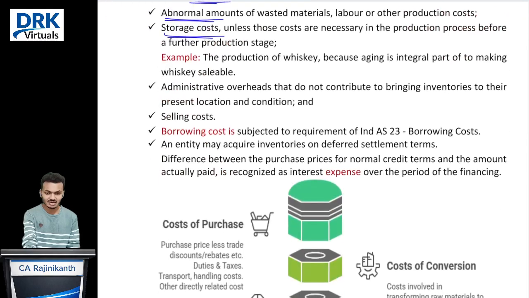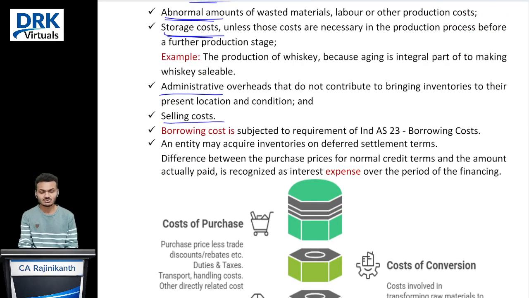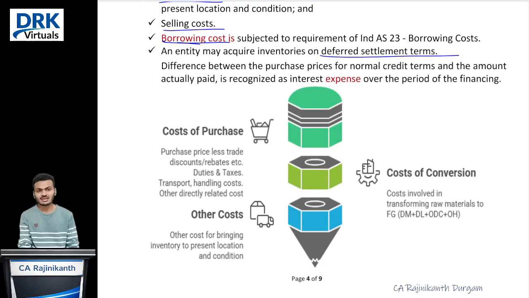And next one is administration overheads and selling and distribution overheads, charged to profit and loss account as an expense. Borrowing cost: if it is allowed by Ind AS 23 to be included in the cost of inventory, include it. Otherwise, charge to profit and loss account as an expense. And next one is if we acquire inventory on deferred settlement terms. Deferred settlement terms means what? It is an abnormal credit period. In that case, whatever consideration we are going to pay to the vendor includes interest cost.